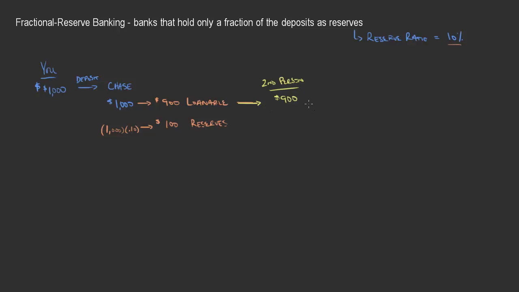And that $900 is sitting in an account that they can now use, and they're going to deposit it. And what do they do when they deposit it into a second bank? Well, let's say that they deposit it into, I don't know, let's say that this is now Wells Fargo.